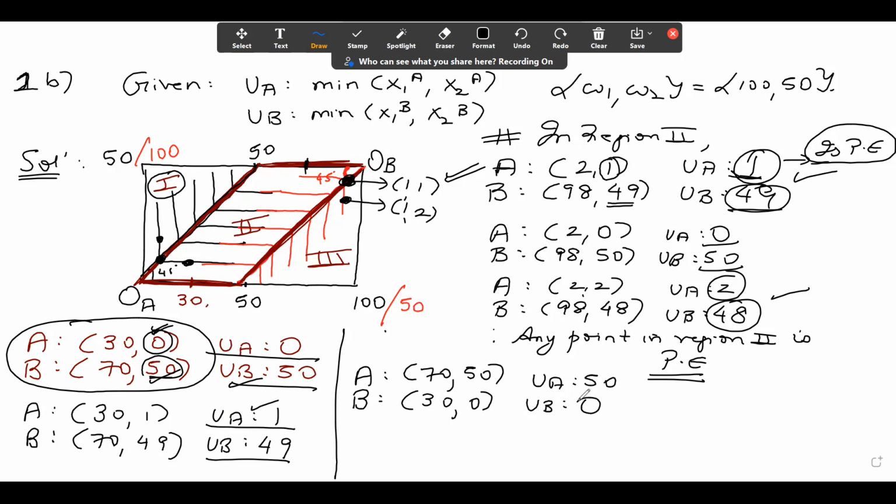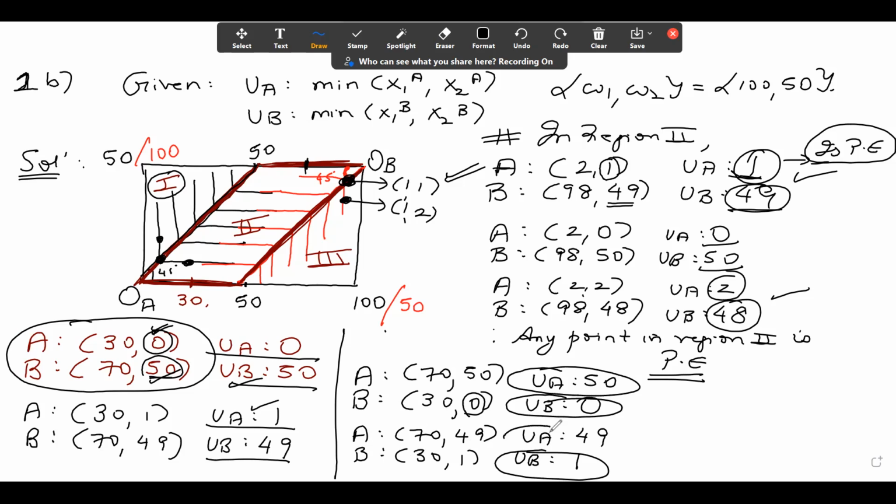And now again, try to make one of the parties better off. Suppose I try to make B better off. B needs 1 unit here. Suppose A gives that 1 unit to B. Utility which A gets is now min of 70,49. Utility which B gets is 1. Compare both. B has become better off by making A worse off. That means this is also a Pareto efficient allocation.